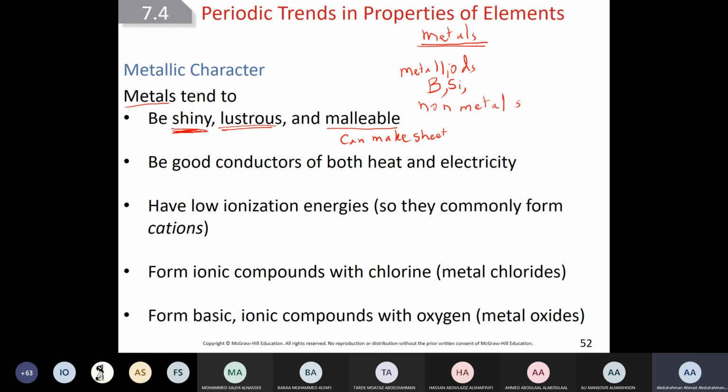Malleable. You can make sheets of metal. Okay. They are good conductors of electricity. Metals are good conductors of electricity and heat. Why is that?